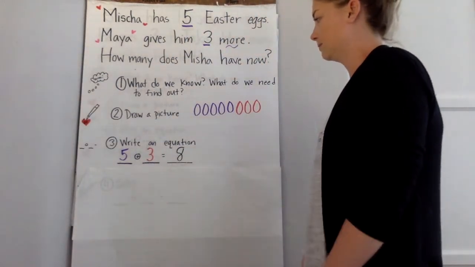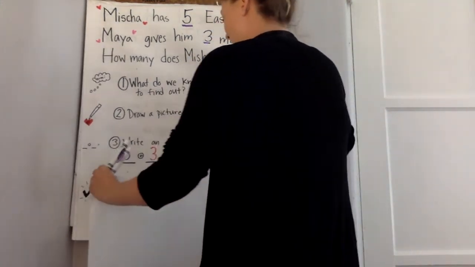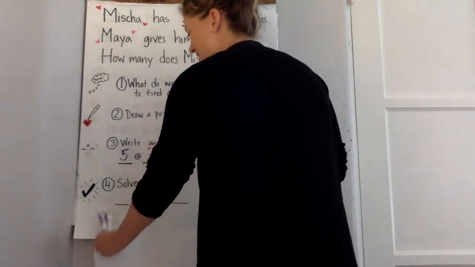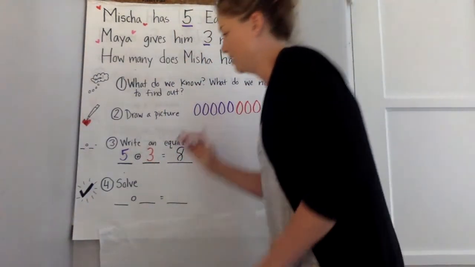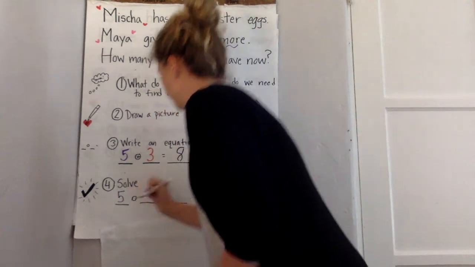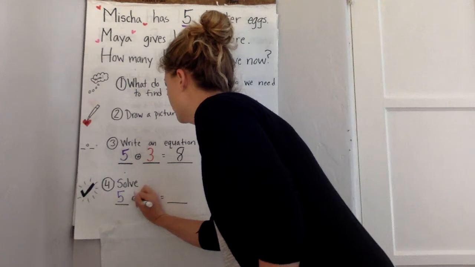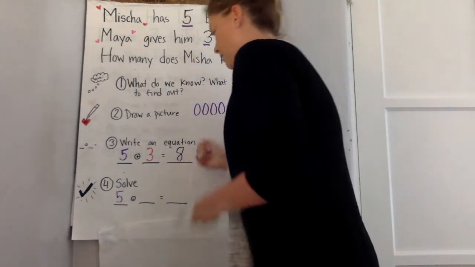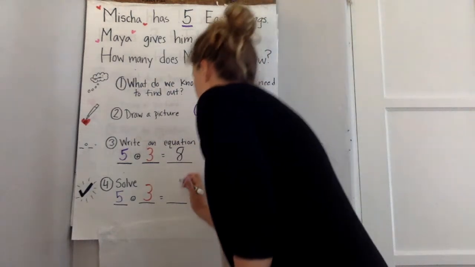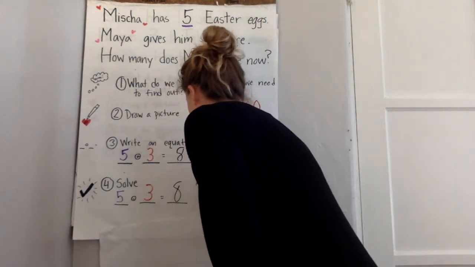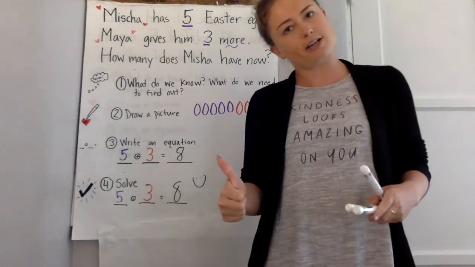Right? Oh my goodness, friends, guess what? I jumped ahead. My last one was to solve, which we just did up here. But again, we had our 5. We had our plus symbol. We had our 3, and we found out that it is equal to 8. Ta-da! Solve the problem. Everyone say, check.